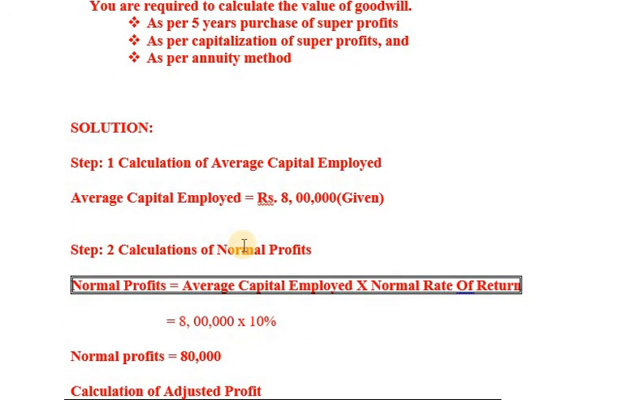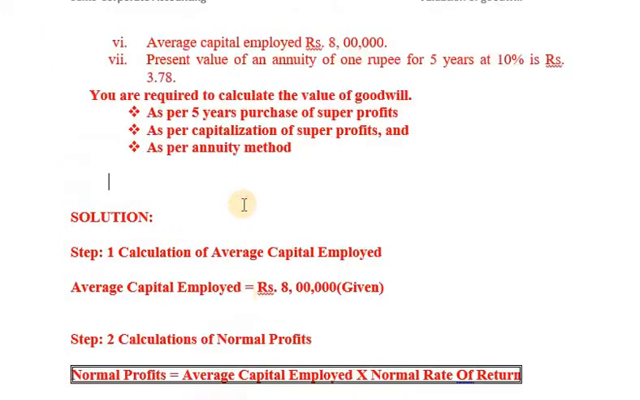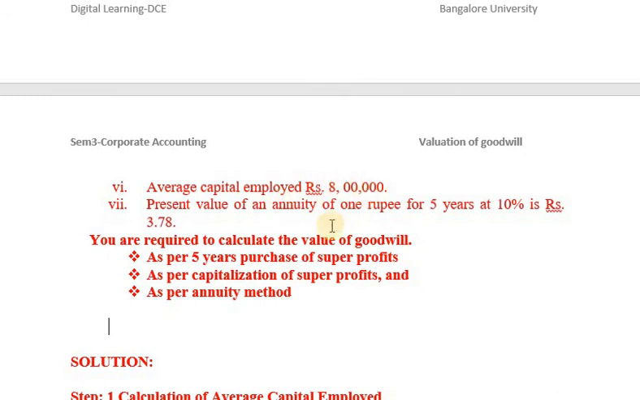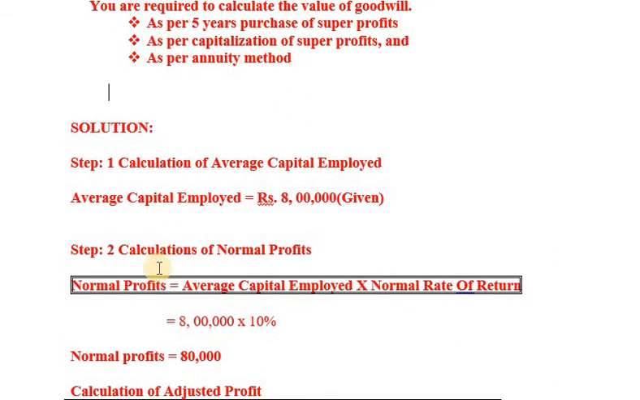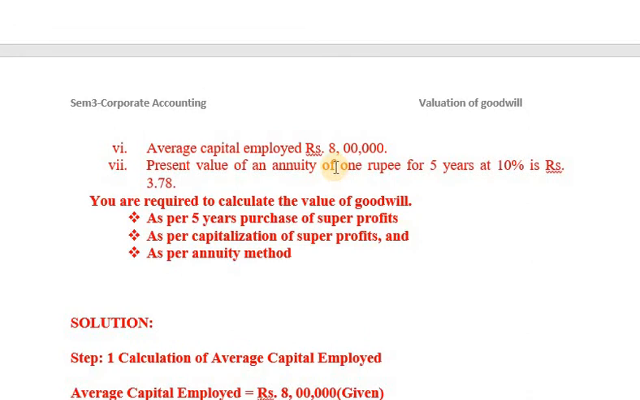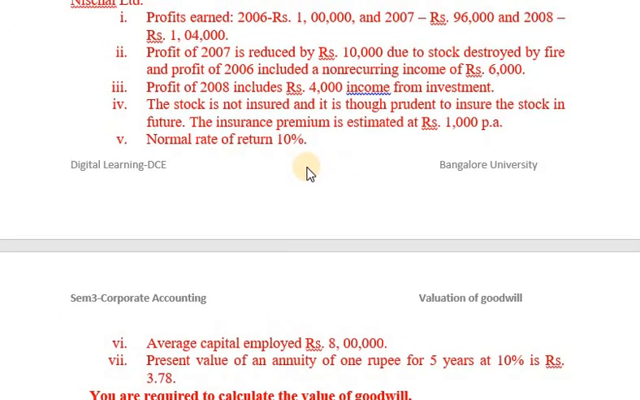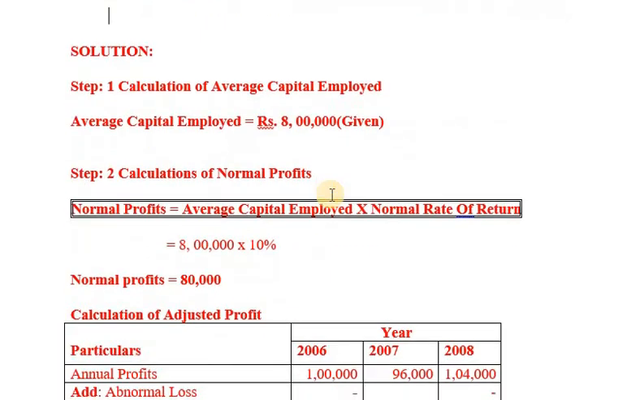So let us calculate super profit. For this, we must calculate average capital employed. What is average capital employed here? Average capital employed given in the problem is 8 lakh. Then we have to calculate normal profit. Normal profit is equal to average capital employed into normal rate of return. Average capital employed is 8 lakh, and the normal rate of return given in the problem is 10%.